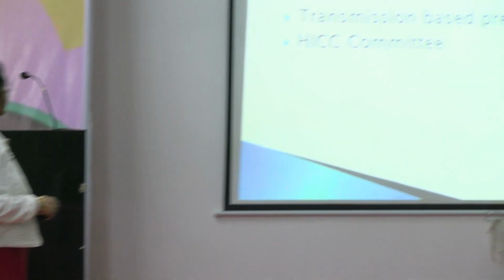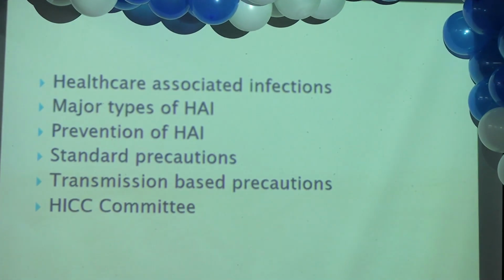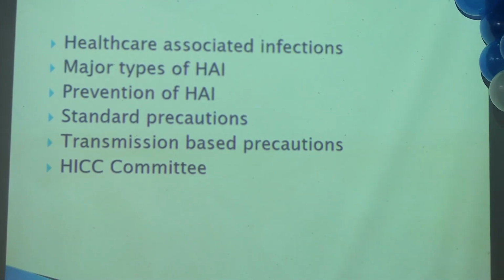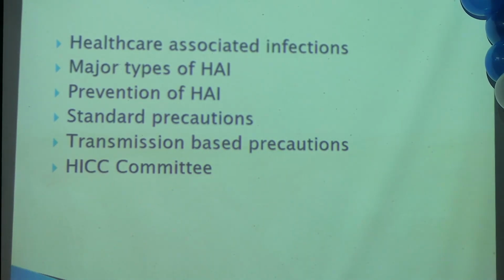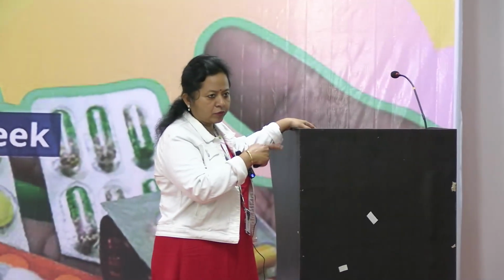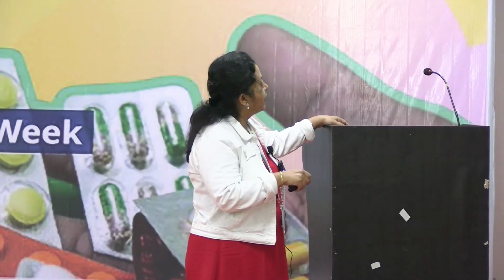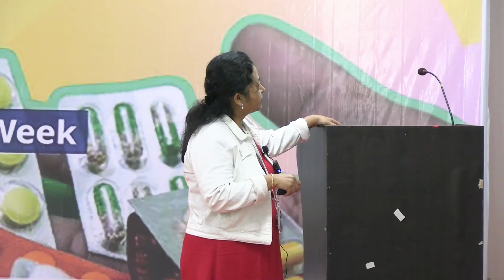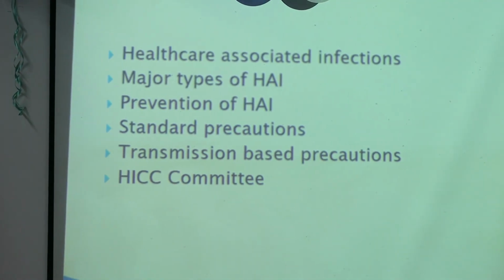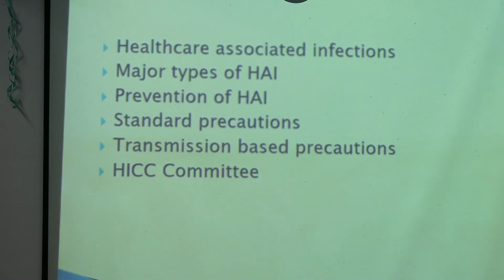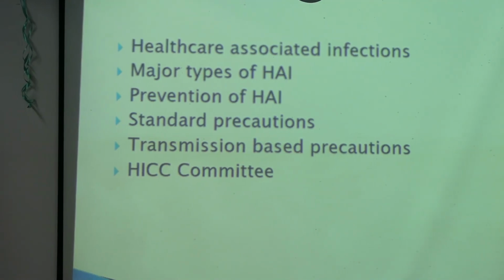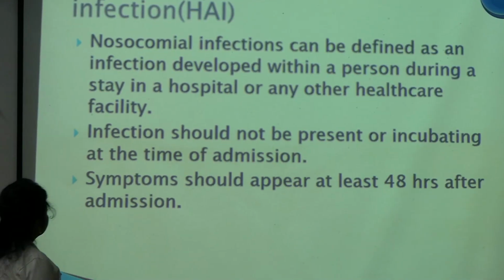So this is a very important topic. What we are going to cover here is healthcare associated infections, major types of HAI, then prevention of HAI. I am using HAI for hospital acquired infections, because throughout the lecture I will be using HAI, okay? And prevention of HAI: standard precautions, transmission based precautions, and the HICC committee. We also have a hospital infection control committee. So these are the components we are going to talk about today.